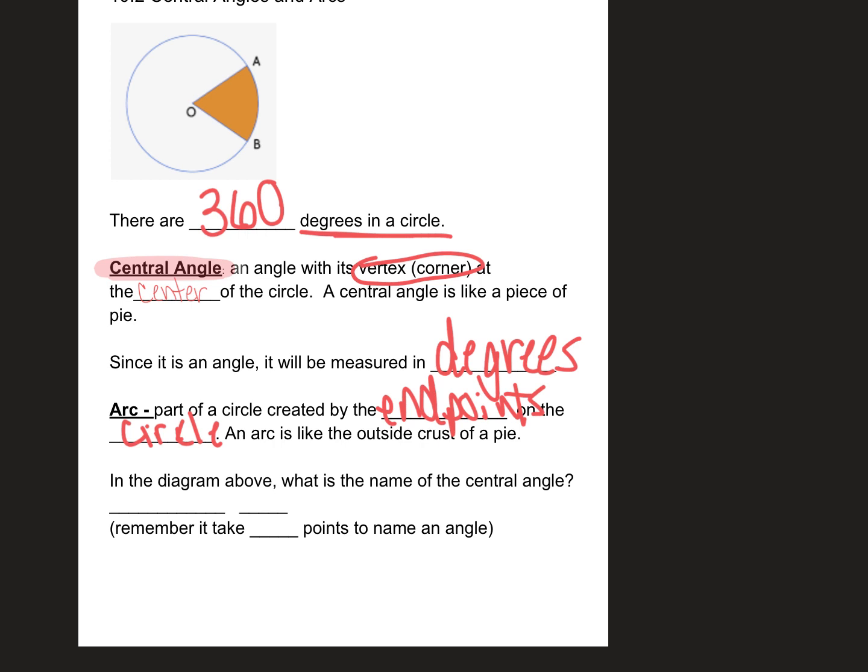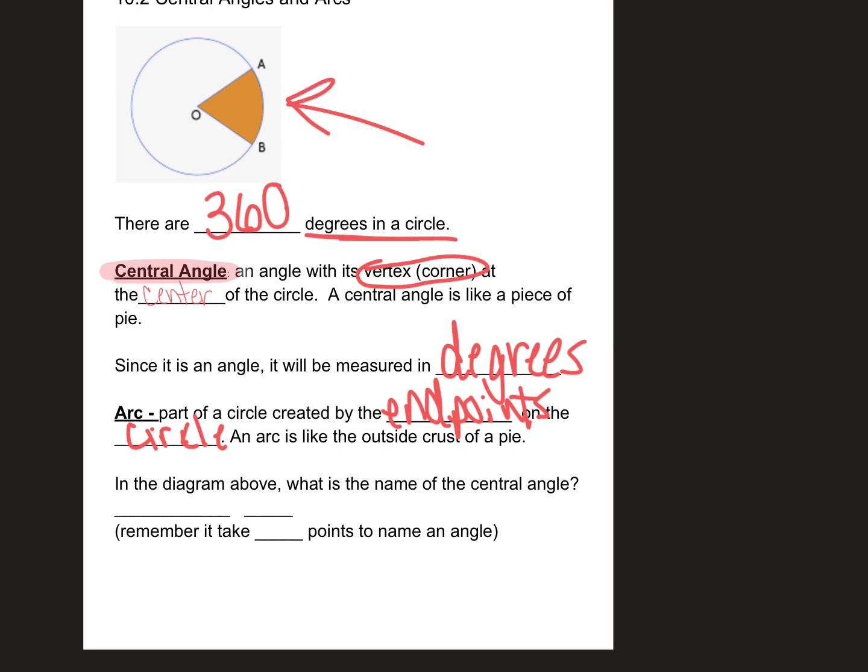So in the diagram, what is the name of the central angle? If we look back up here at our diagram, our central angle is an angle, and it takes 3 points to name an angle. So we are going to call it angle AOB. Remember that the vertex always has to be in the middle. AOB or BOA would also be appropriate.